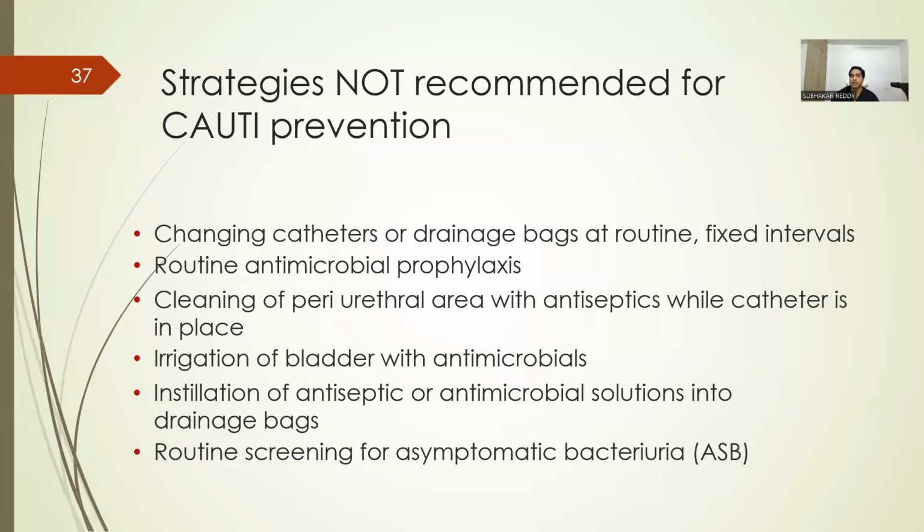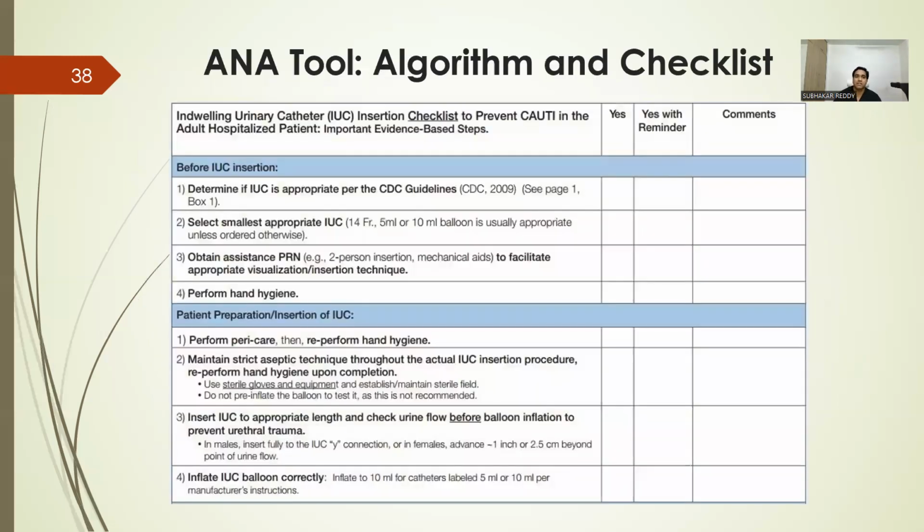Strategies not recommended for CAUTI prevention: changing the catheter at routine fixed intervals is not recommended. Routine antimicrobial prophylaxis is not required, and cleaning of the periurethral area with antiseptic solution, as we discussed, is not recommended. Irrigation of the bladder or drainage system with antimicrobials or antiseptic solution should not be done. And routine screening for asymptomatic bacteriuria is not recommended. And this is the algorithm.